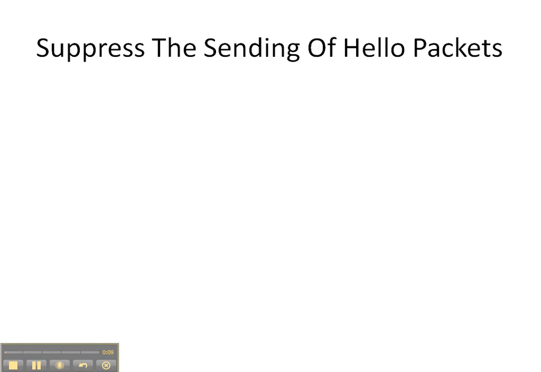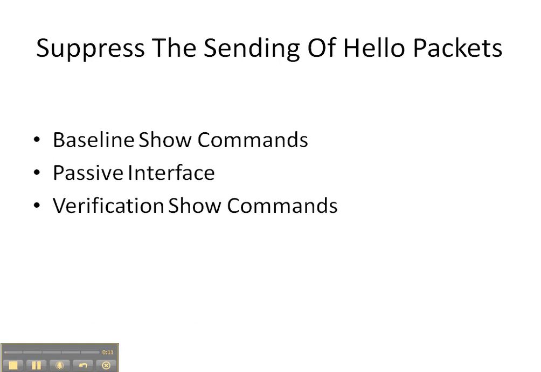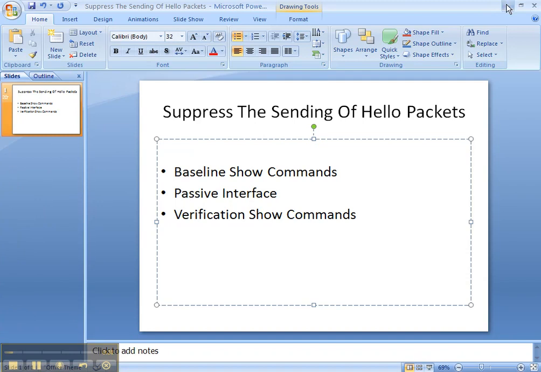In today's video cheat sheet we're going to configure suppression of sending of hello packets. We're going to do some baseline show commands to see the prefixes that are being advertised, and then we're going to suppress the sending of hello packets, which is a fancy way of saying that we're going to configure a passive interface. Then we're going to do some verification show commands to see, after we configure the passive interface, if the routes are still being propagated the way we think they should.